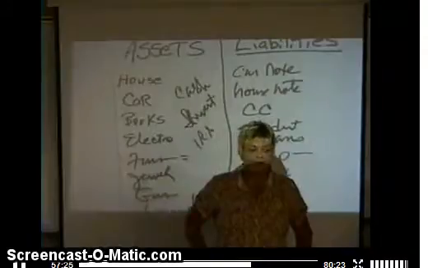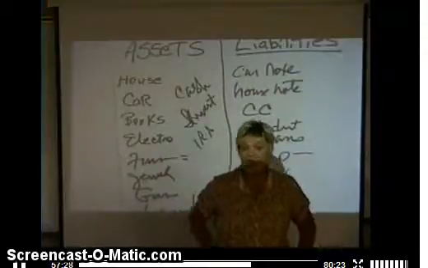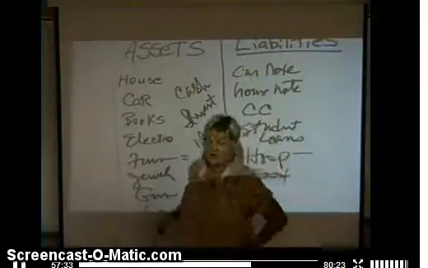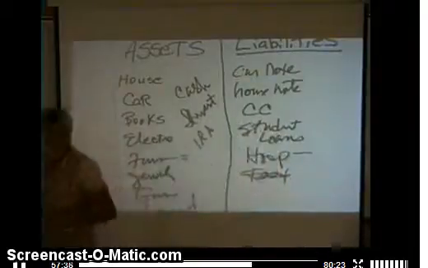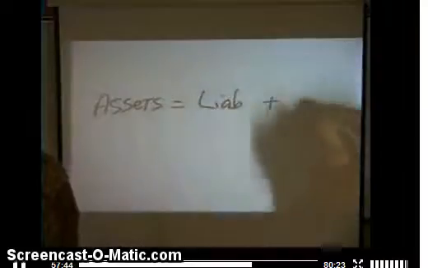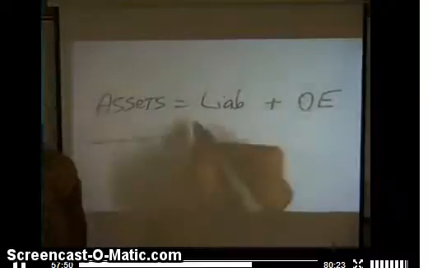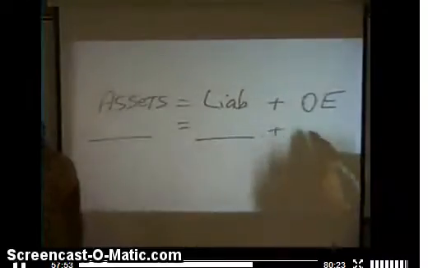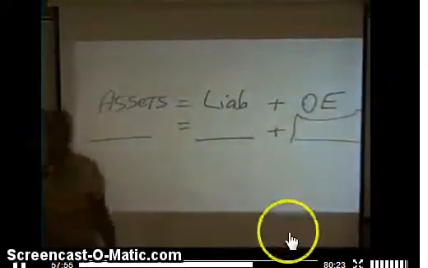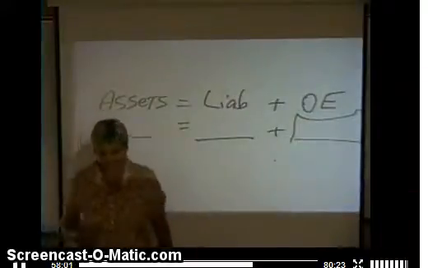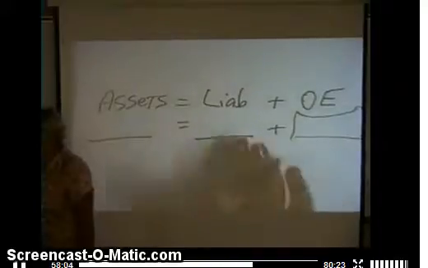What I want you to do now to find your net worth or your equity or your capital is to subtract. Here's our equation: assets equals liabilities plus owner's equity. Take your total assets and your total liabilities, and figure out how much your net worth is. To get owner's equity, we subtract the liabilities from the assets, correct? We're worth a lot more than I thought we were. Exactly, and that's what you were going to find out.